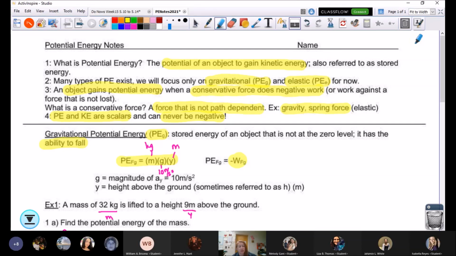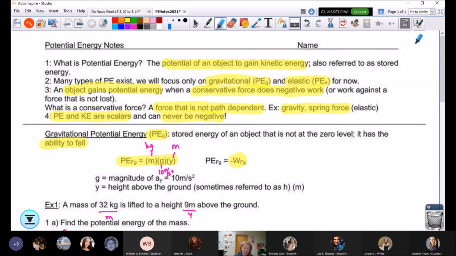Talking about gravitational potential energy. It's stored energy, and it's based on the position of the object in the gravitational field. Basically, how high above the ground the object is, or the zero reference level. That's what's going to give us our gravitational potential energy.